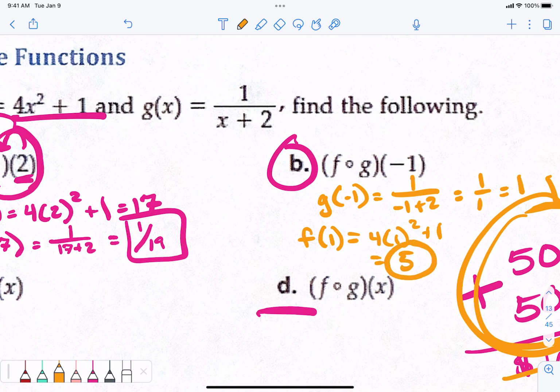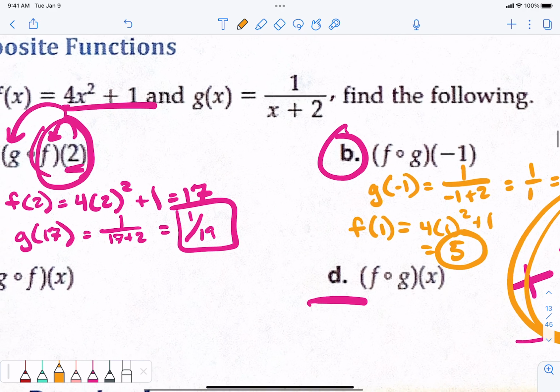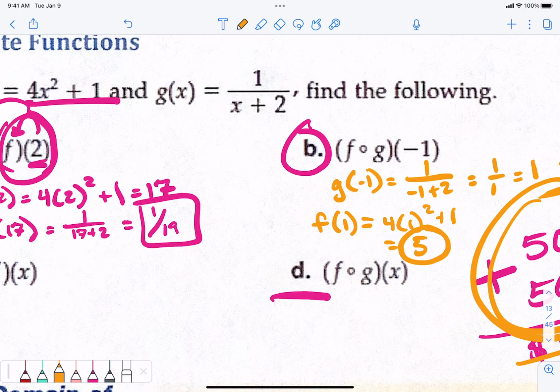So let's say we have -x squared, right? No, hold up. Shouldn't you plug the -1 in for G and then the G in for F? I did. You just did it in two different parts. That's why it's confusing.